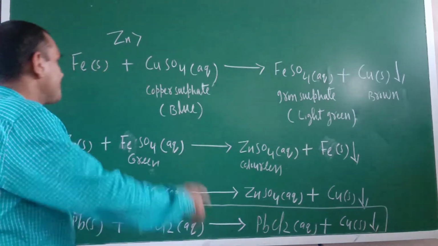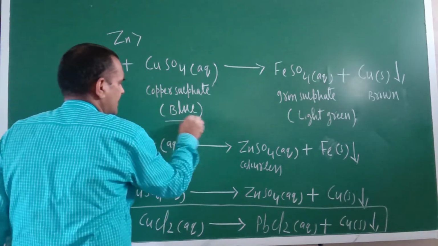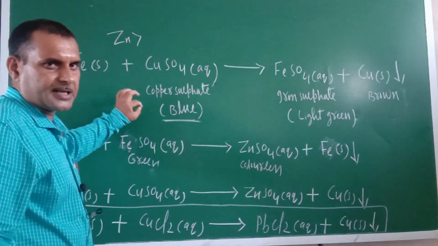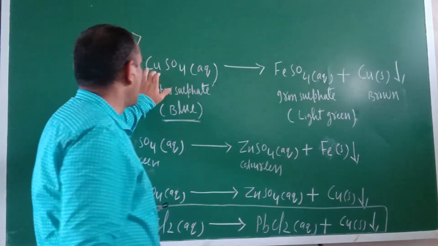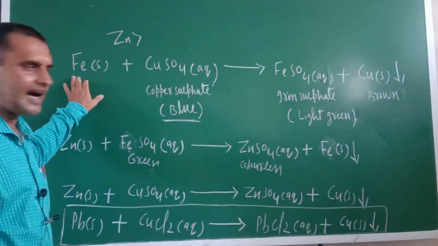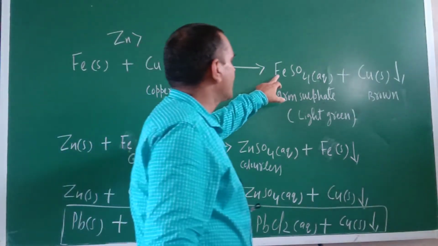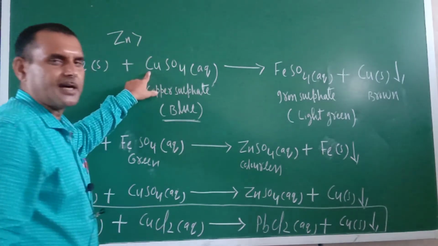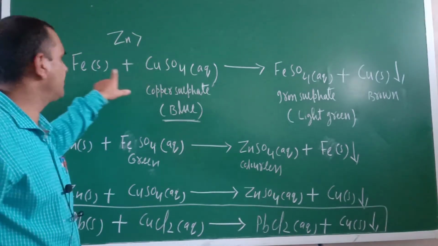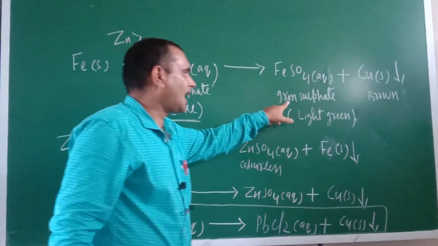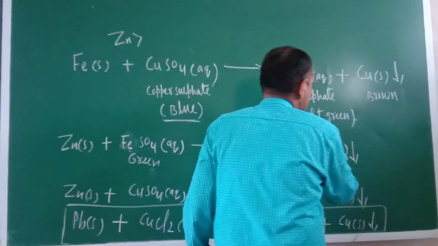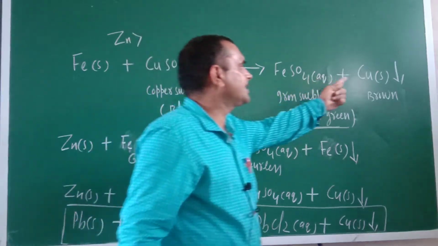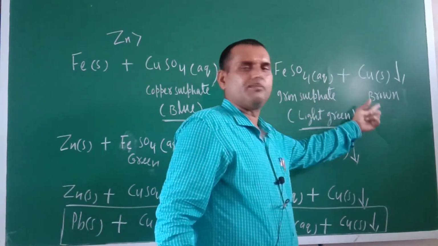Now this copper sulfate solution is blue in color. After the reaction, when the copper is displaced by iron, it will be FeSO4, iron sulfate, which is light green in color. The copper will be displaced, and it is a brown color metal.